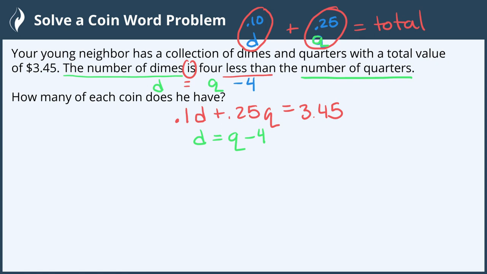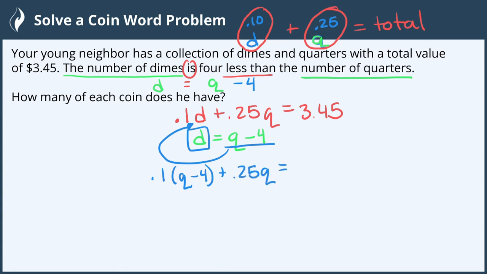Now that we have our second equation, we can substitute Q minus 4 every time we see D in the first equation. So we end up with 0.1 times parenthesis Q minus 4 to substitute all of that in for D, plus 0.25 Q equals 3.45.